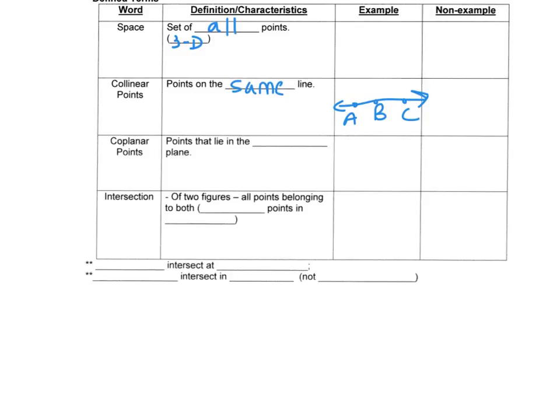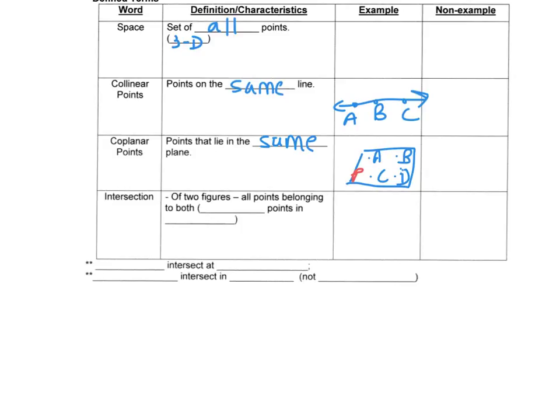Okay, coplanar points. Just as collinear points sit on the same line, coplanar points sit on the same plane. So when we were looking at this plane we had here, I think we called it P, fancy P. So let's just say I have these points A, B, C, D. They're all coplanar points because they all just sit in the same plane. That's all it means. I sit in the same plane.